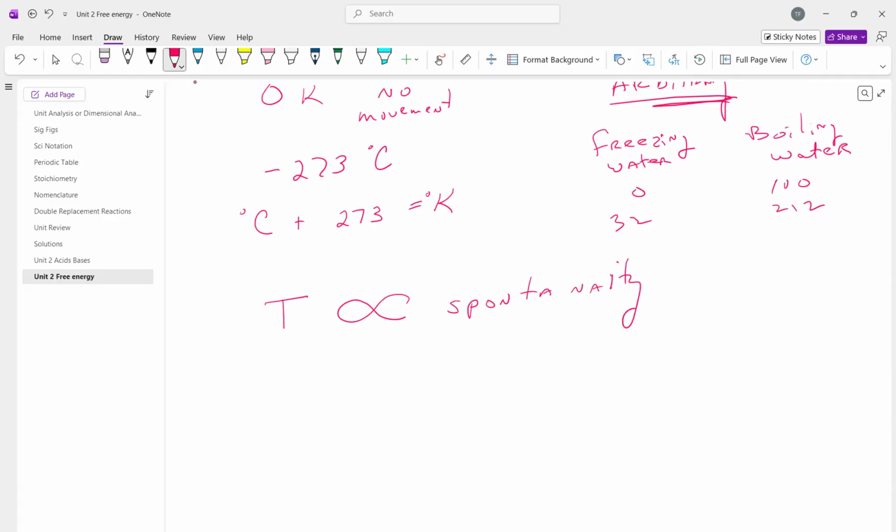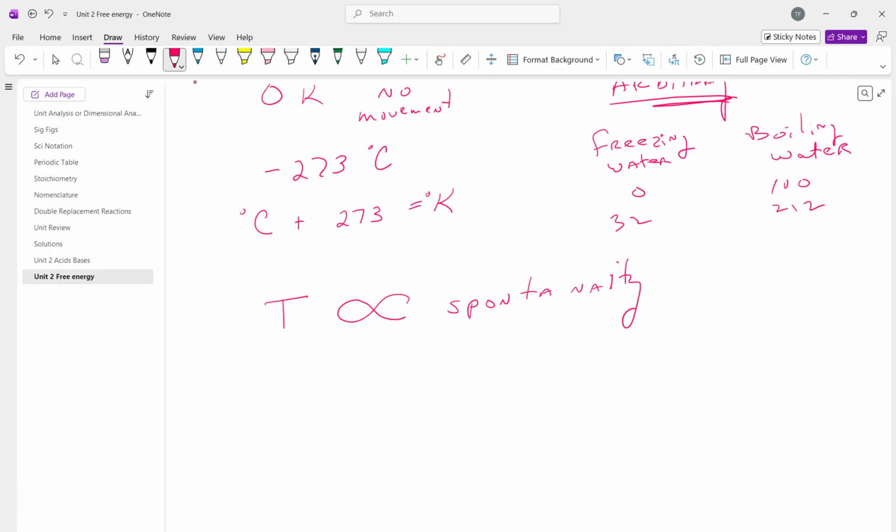Okay, that means if the temperature goes up, there's a more likelihood the reaction will go. Lowering the temperature, the likelihood of the reaction going will be decreased. Okay, does that make sense? T goes up, spontaneity goes up. And we're going to see this in the gas laws.